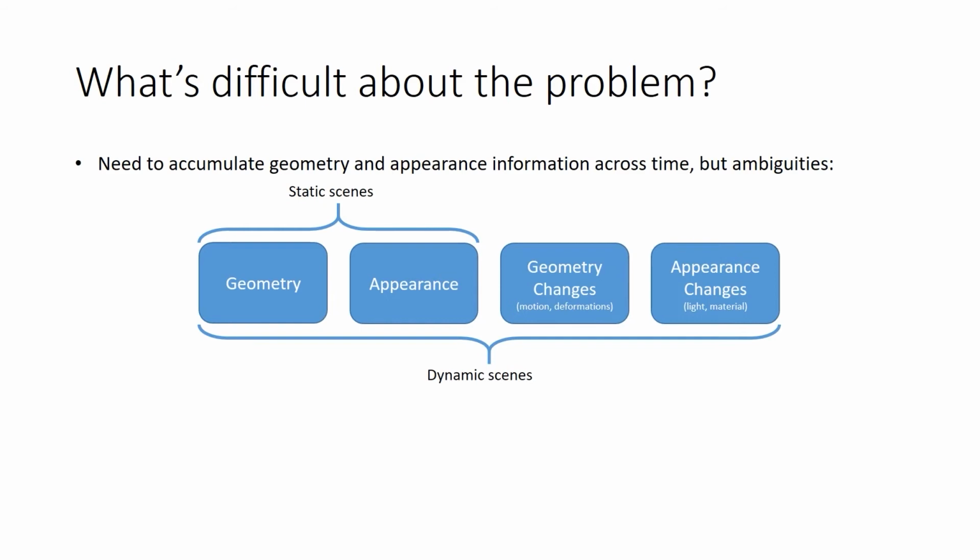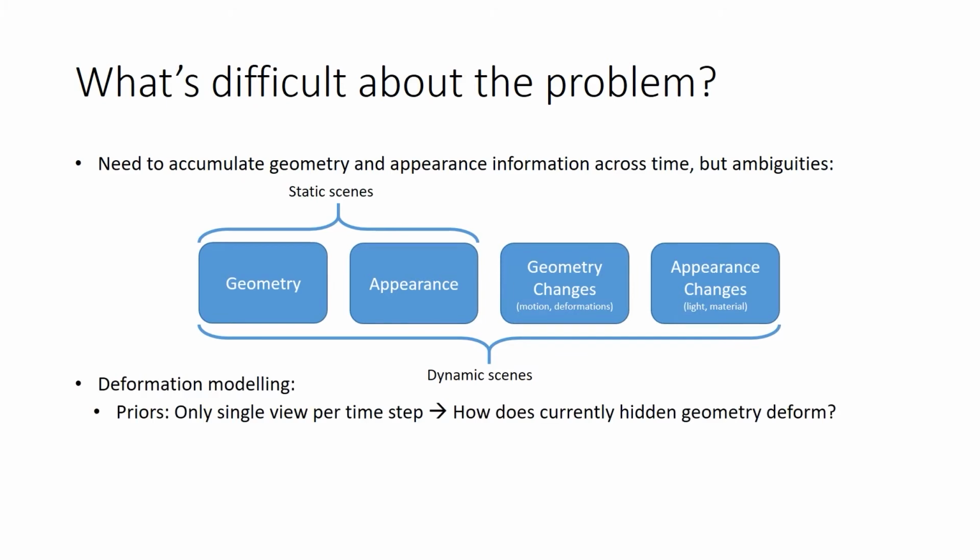But with dynamic scenes, we now also encounter geometry changes like deformations and appearance changes like shadows. All of this can again be exploited by the optimization to avoid reconstructing a meaningful 3D scene across time, since we only have a single input view per time step, so this problem is even more under-constrained than static reconstruction. We thus need to impose priors on the deformation modeling.